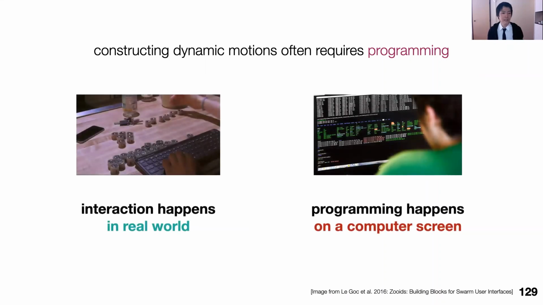These dynamic motions often require programming. But in the existing system, the interaction with these collective elements happens in the real world, while the programming often happens on a computer screen. So we cannot really program and explore this dynamic motion within the real world.